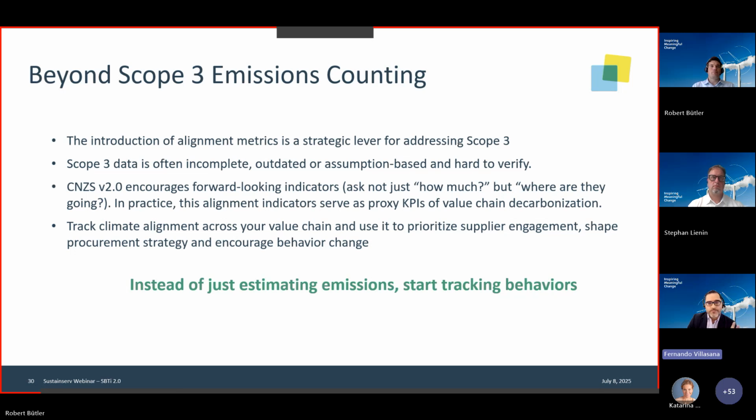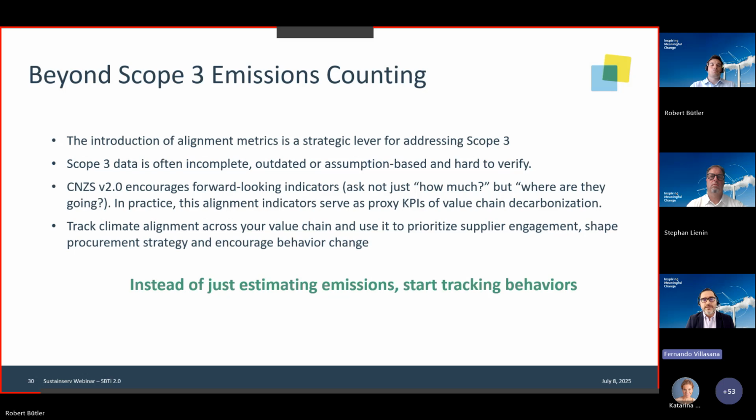So this shifts the focus from trying to perfect every corner of your inventory and instead asks some more strategic questions about who in your value chain is moving with you towards net zero, who is lagging behind, and this is all through the use of alignment metrics. Imagine that instead of just estimating emissions, you start tracking behaviors like who's adopting clean transport, what percent of my procurement is considered low carbon, who is making capital investments in line with 1.5.